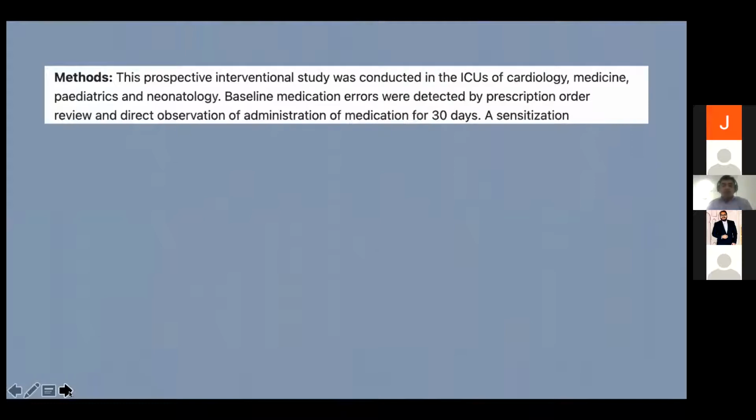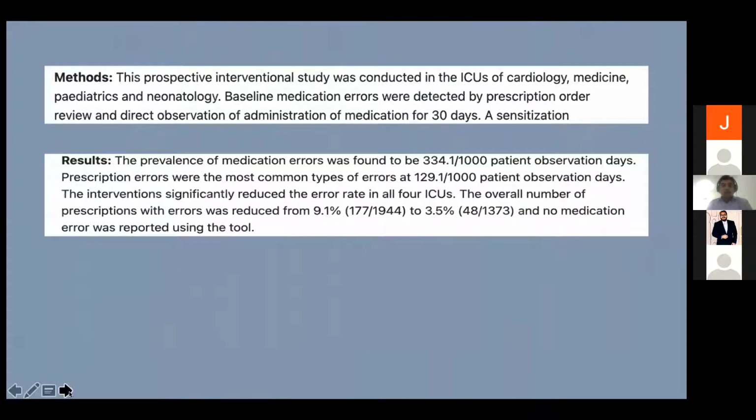Now, to highlight this, it only addressed 2 aspects: one is prescribing, and one is administration. The transcribing aspects and the dispensing aspects were not studied. But still, if you look at the prevalence of medication errors, the numbers are staggering: 304 per 1,000 patient observation days, which is a very, very significant number.